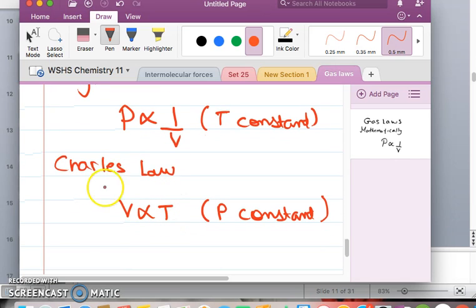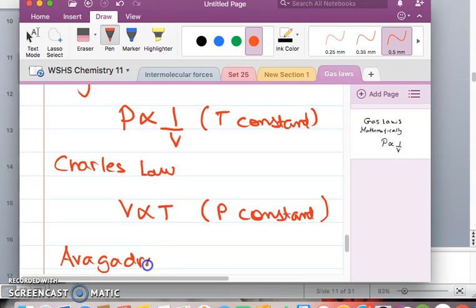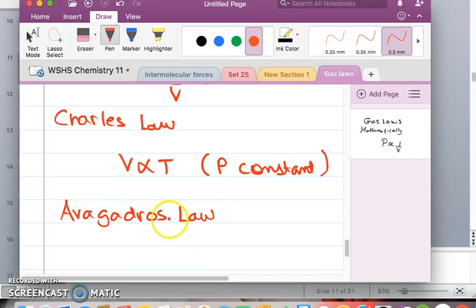After that, we talked about Avogadro's law, which said that if the temperature is constant, then the pressure is directly proportional to the number of moles. Oh, sorry. What's the volume? Sorry. The volume is proportional to the number of moles. And in this case, the temperature and pressure have to be constant.